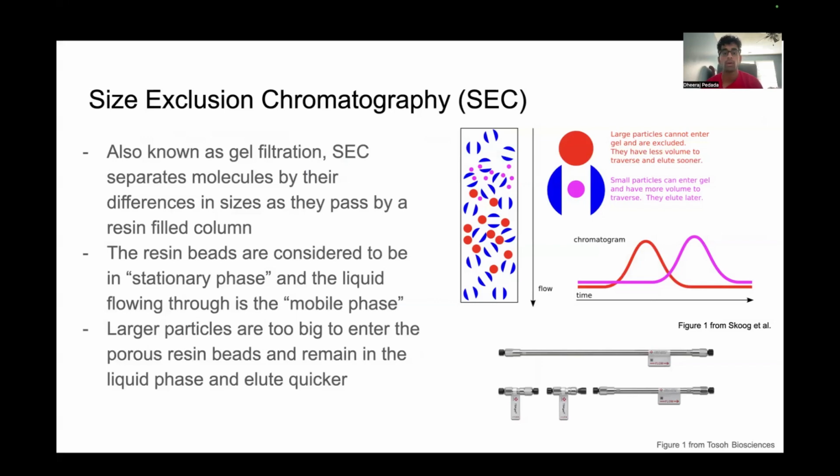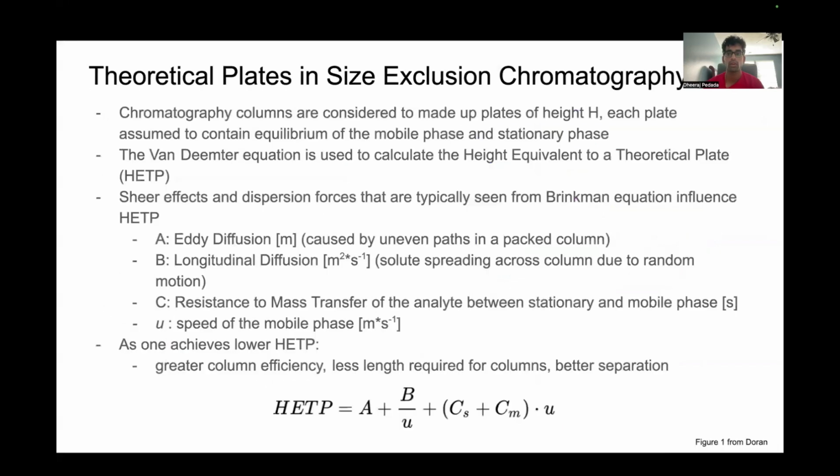So now I want to talk about an important concept in size exclusion chromatography known as theoretical plates. In general, chromatography columns are considered to be made up of plates of a height h, where each plate is basically assumed to contain equilibrium of the mobile phase and stationary phase. An important calculation is called the height equivalent to a theoretical plate, or the HETP, where it utilizes the Van Deemter equation. This basically takes into account the shear effects and dispersion forces that we typically see from the Brinkman equation, which influence this HETP value.